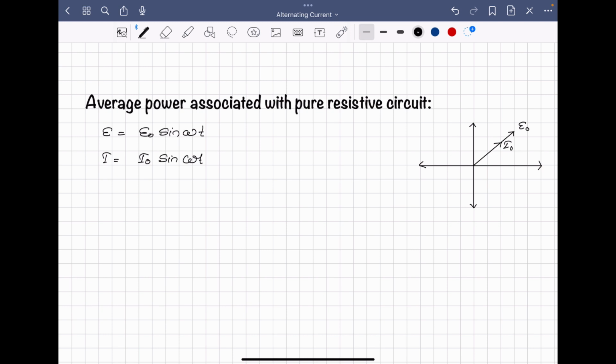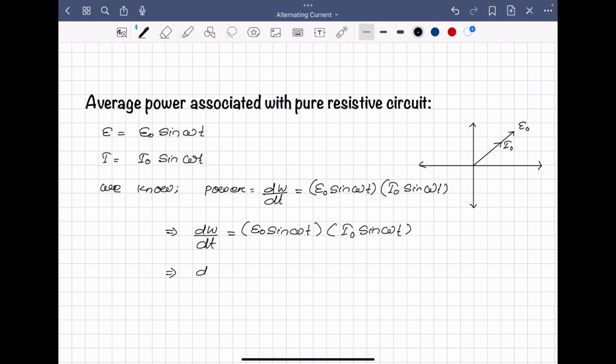So how do we find the power? Power P can be written as dW by dt, or also as E into I, the instantaneous EMF into the instantaneous current, or E naught sine omega t into I naught sine omega t. Then dW becomes E naught I naught sine square omega t dt.